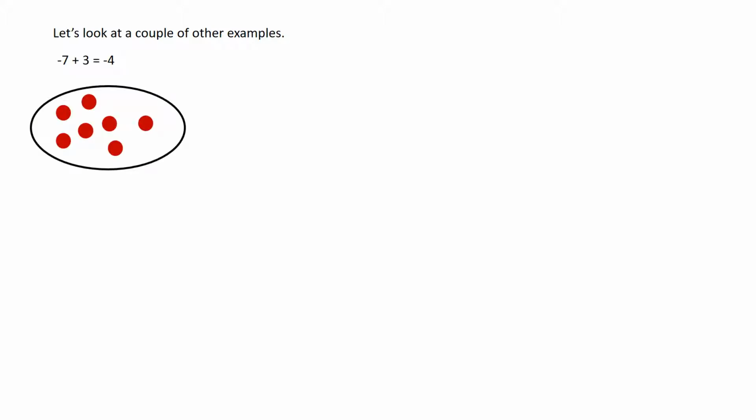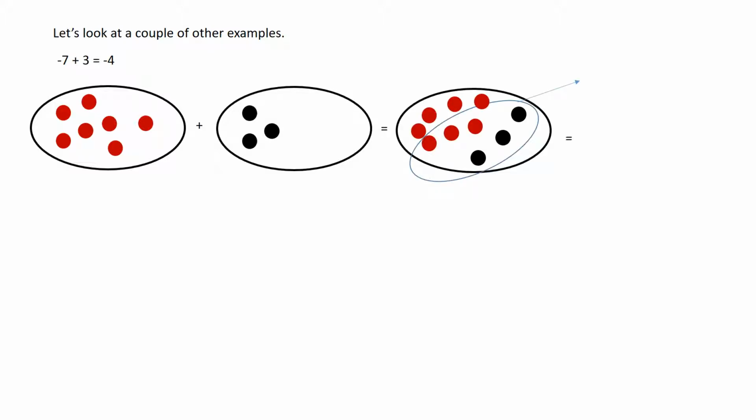Okay, let's look at a couple of other examples. Suppose we look at negative 7 plus 3. Here I have red chips, and there's 7 of them, so that's my negative 7. And then I have a set of 3 black chips. When I combine these together, I can pull out pairs. I have 3 pairs of matching red and black chips. So I'm pulling out pairs of zeros so they don't affect the value. And what I end up with is a set of 4 red chips, which is negative 4.